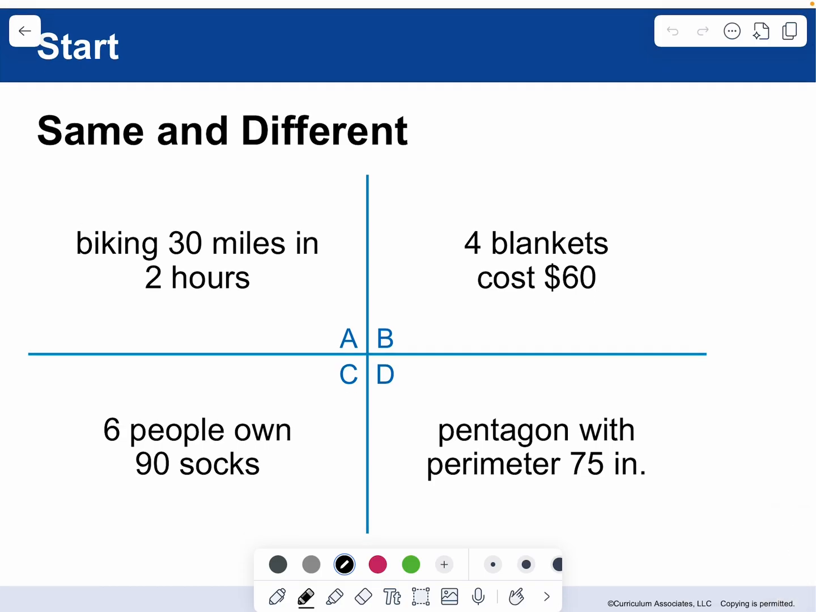Same and different. Think about these. Biking 30 miles in 2 hours. 4 blankets cost $60. 6 people own 90 socks. Pentagon with perimeter 75 inches. This is somewhat of a review of, I hope you see it as, unit rates.